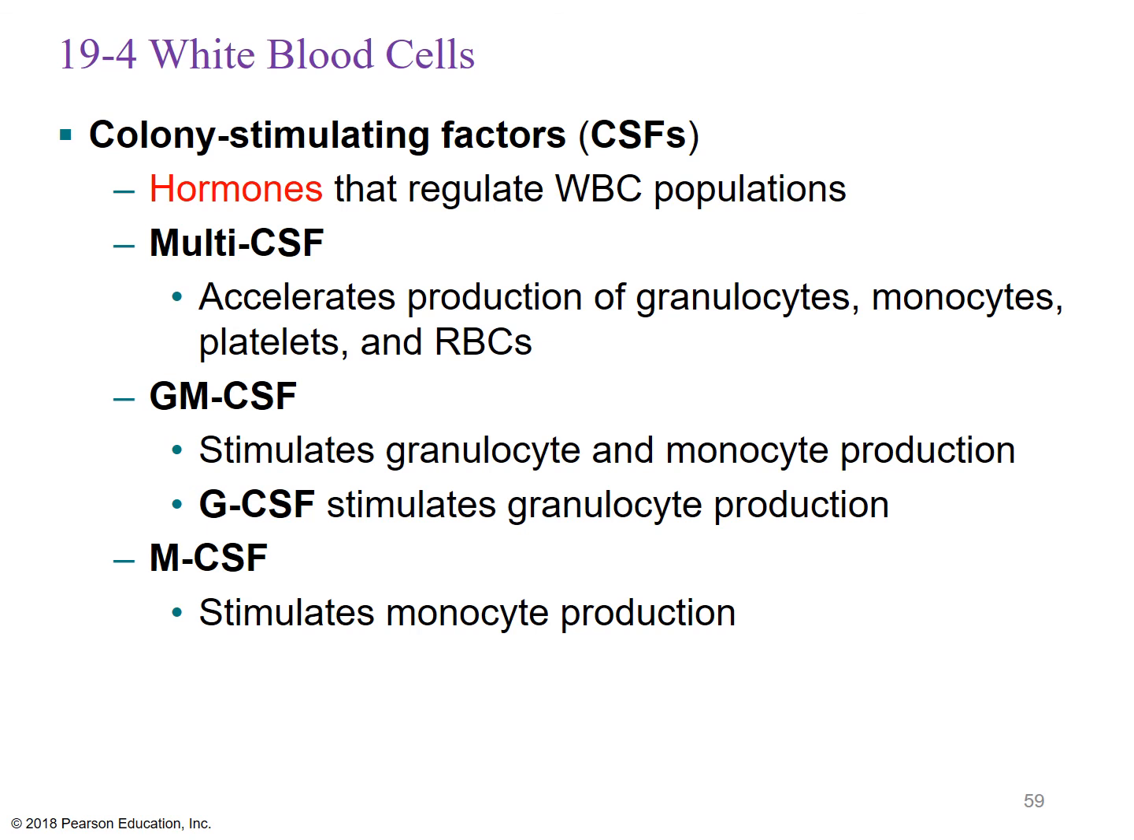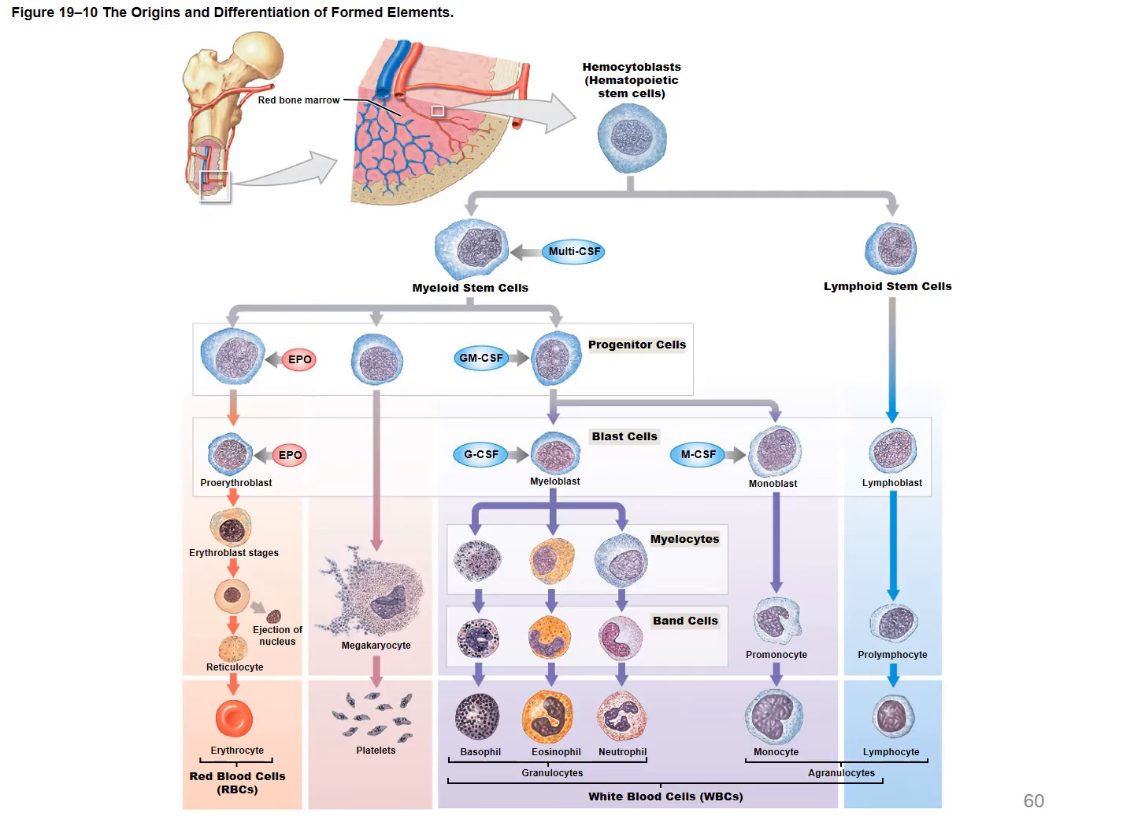GM-CSF will stimulate granulocyte and monocyte production. G-CSF will stimulate the granulocyte production, and then the M-CSF will stimulate monocyte production. So what you see on this picture here is we're starting with a hemocytoblast or a hematopoietic stem cell.